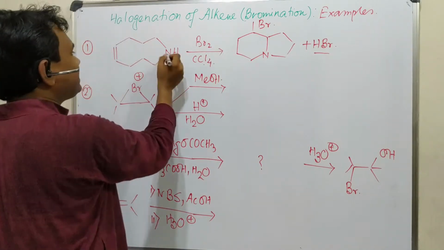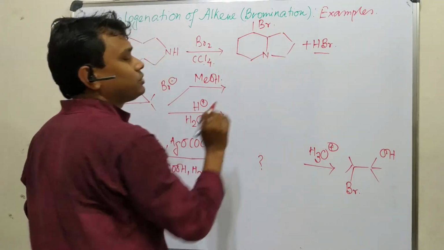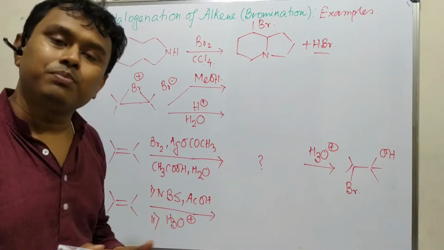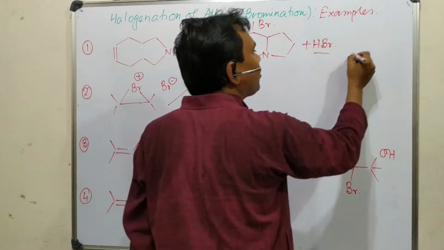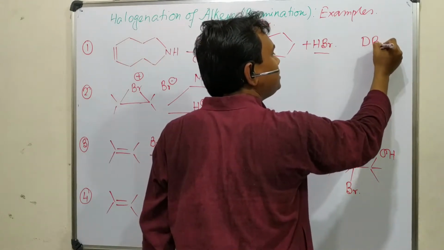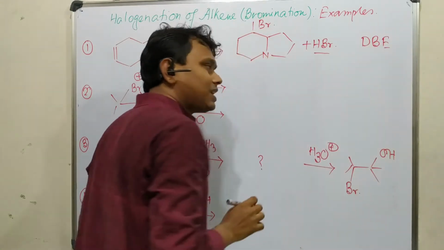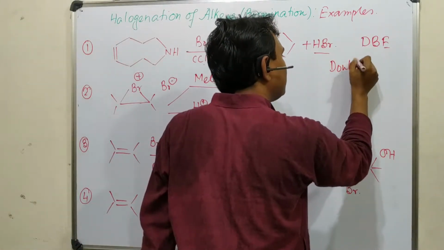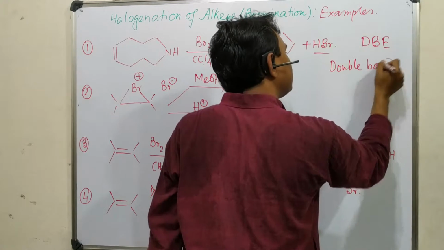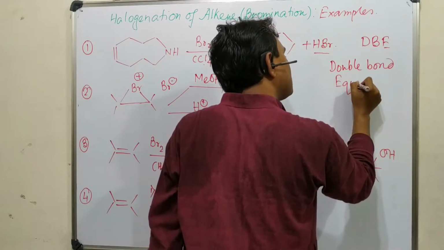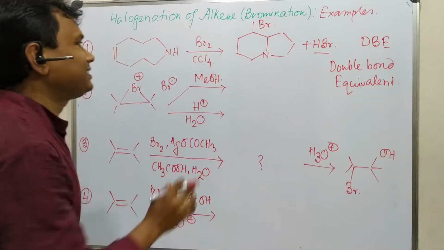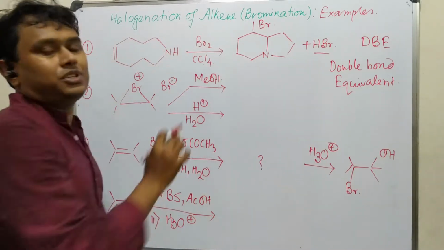Second, there is a double bond consumed and a single bond formed. So in this way, it is very important to use the double bond equivalent, or DBE. If you consider this double bond equivalent method, then you see that actually this is a substitution reaction.